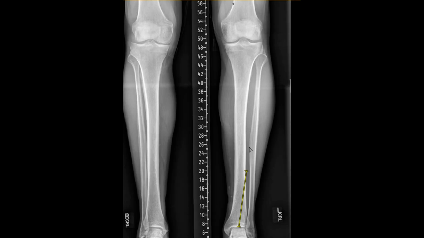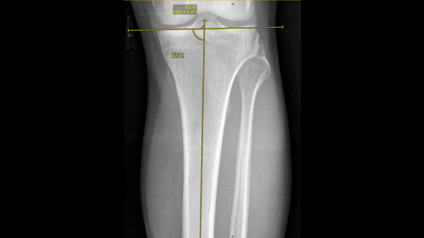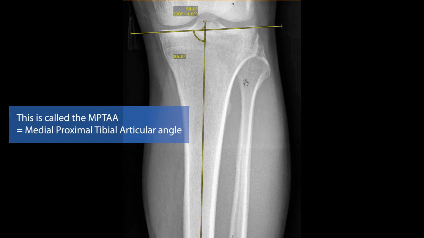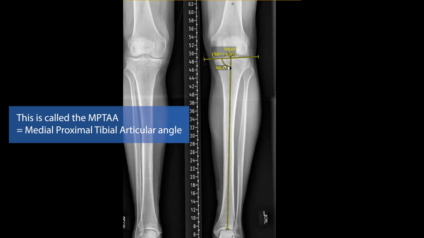So if I draw the mechanical axis of the tibia and the proximal tibial articular axis, we see that there is about a 4 degree varus angle, and the reason being that 90 degrees would have been here and the tibial joint line is about there.